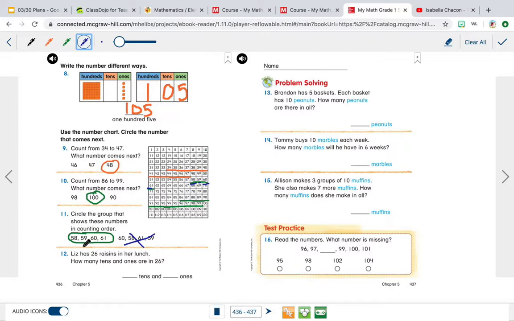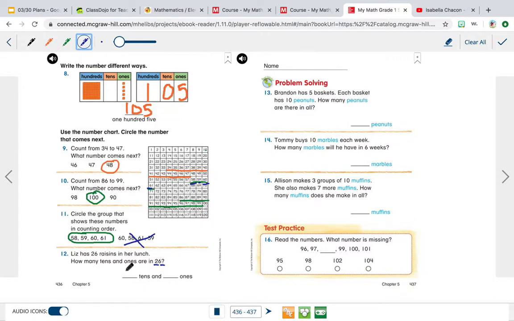Now, let's read this problem together. Liz has 26 raisins in her lunch. How many 10s and 1s are in 26? Now, we're going to regroup, just like we did on the vocabulary page. We're going to separate the 2 and the 6. So what number is in the 10s place? Is it 2 or 6? Which number is in the 10s place? 2 or 6?